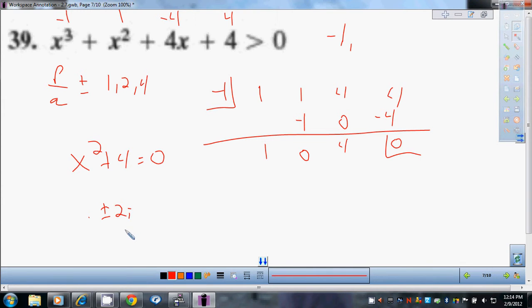So, the only thing you really need to check is the -1, because these aren't going to cross, so nothing's going to change. And then from here, it's just the interval check, just like we've been doing. So there you go. Yes, you will get imaginary, and you won't need to check it.